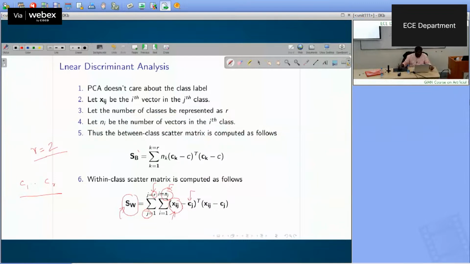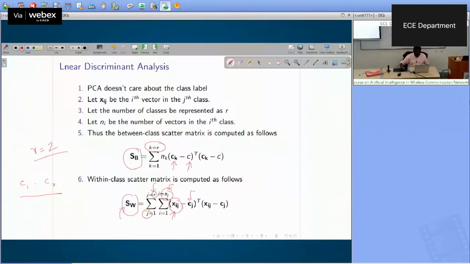And you have the between class scatter matrix. As I told you earlier, for the between class scatter matrix, you have to use the centroids of various classes. So you have k equal to 1 to r, where r is the number of classes, and k ranges from 1 to r here. And ck is the centroid of the kth class, and c is the centroid of the centroids. It is the mean of the means. We calculated the mean of the individual cluster or class, and we have to find the mean of that.